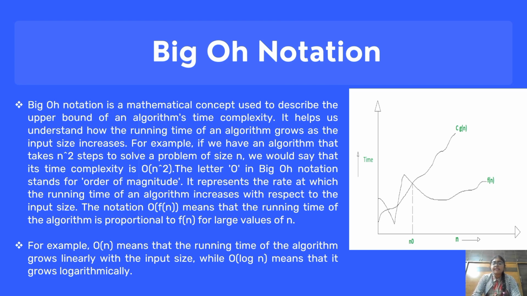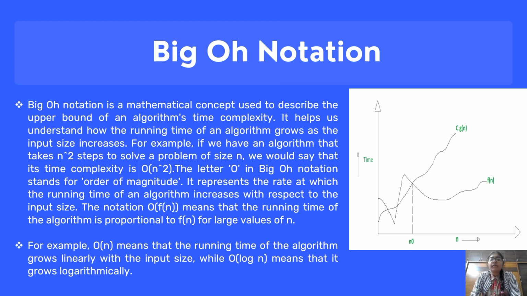Big O notation. Big O notation is a mathematical concept used to describe the upper bound of an algorithm's time complexity. It helps us understand how the running time of an algorithm grows as the input size increases. For example, if we have an algorithm that takes n squared steps to solve a problem of size n, we would say that its time complexity is O(n squared).